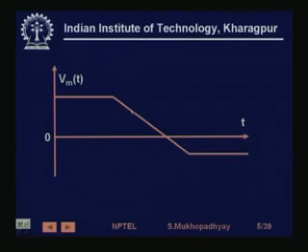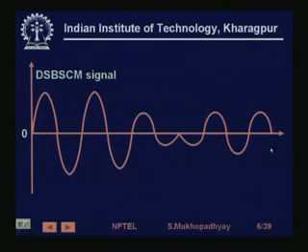Suppose the motion is like this, right? So it stays positive, then goes negative, then it goes positive again, then it goes negative and stays negative. Okay. Now what is the phase, what is the amplitude modulated signal?